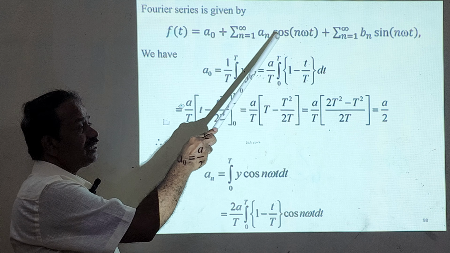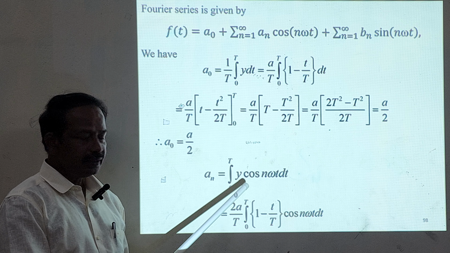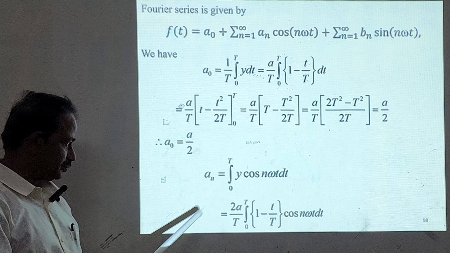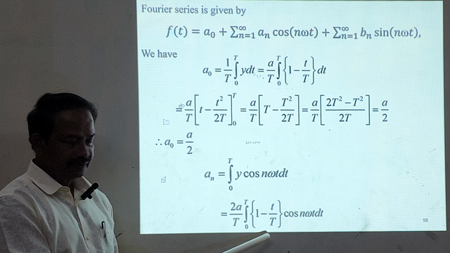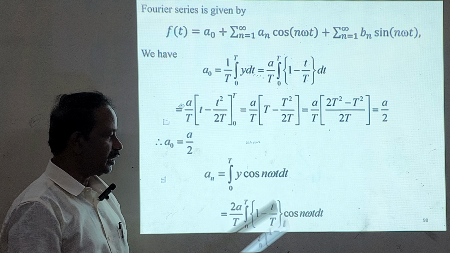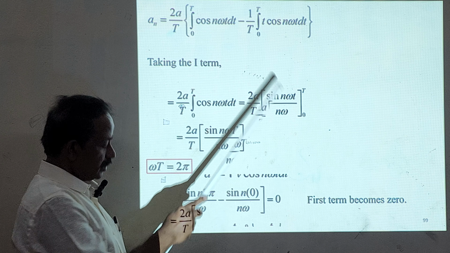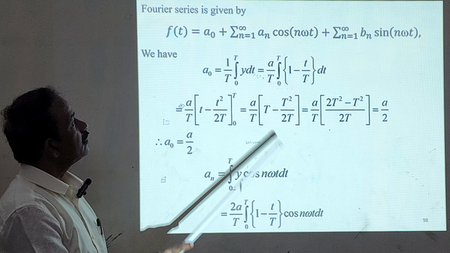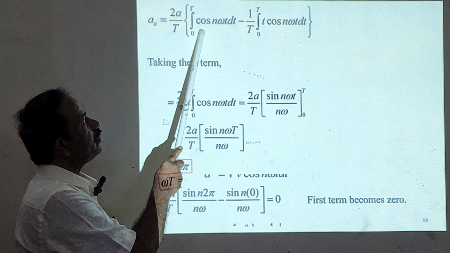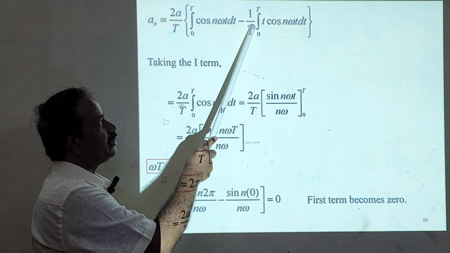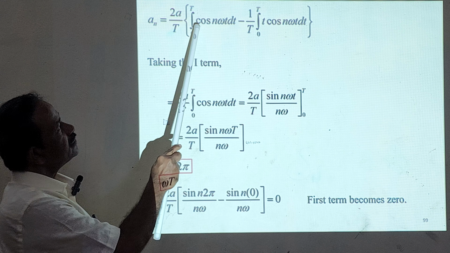Now we go for the cosine term in the Fourier series. The cosine term An equals 2 by T times the integral from 0 to T of y cos n omega t dt. Instead of y, you will have to substitute A times T minus t by T, so 1 minus t by T. The rest of the terms stay as cos n omega t dt. Now we are going to integrate from 0 to T. Just to separate this, we can write 2A by T times the integral from 0 to T of cos n omega t dt minus 1 by T times the integral from 0 to T of t cos n omega t dt. Now we just take the first term.